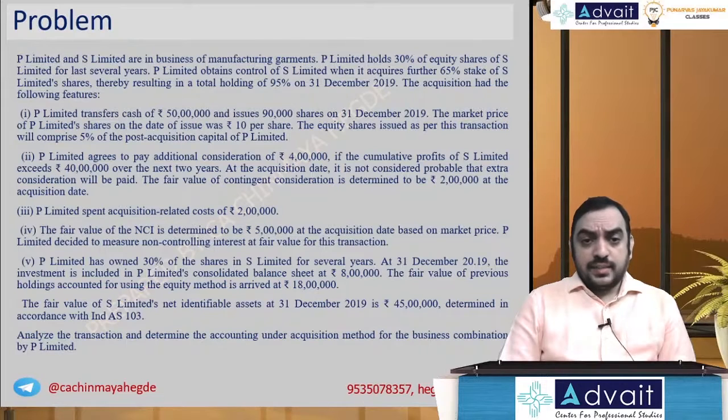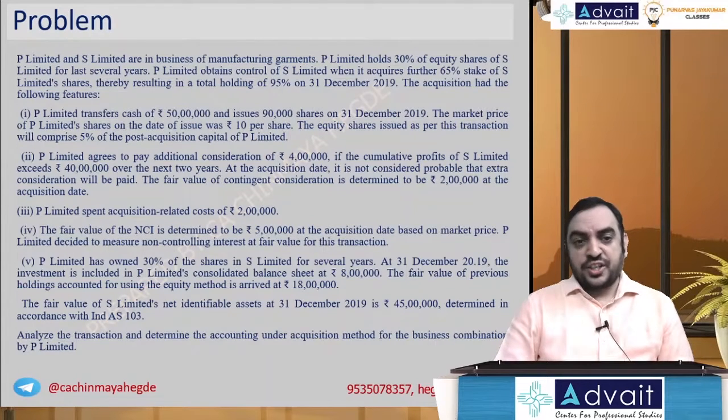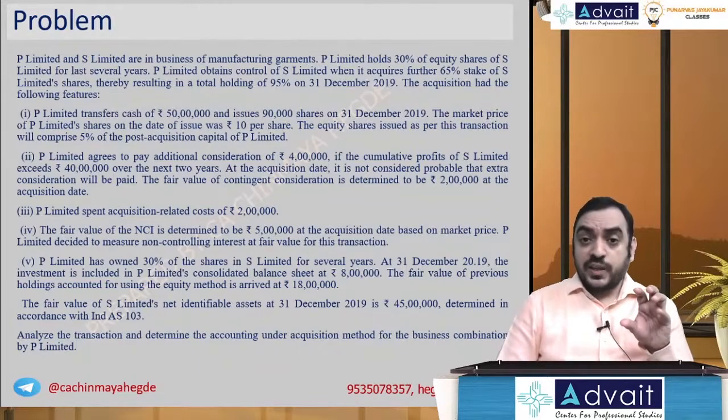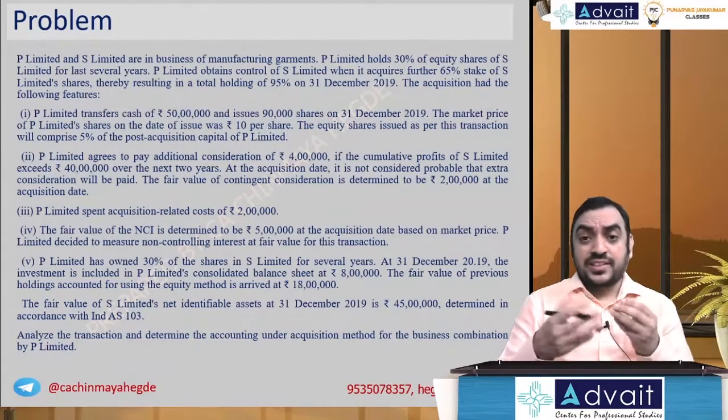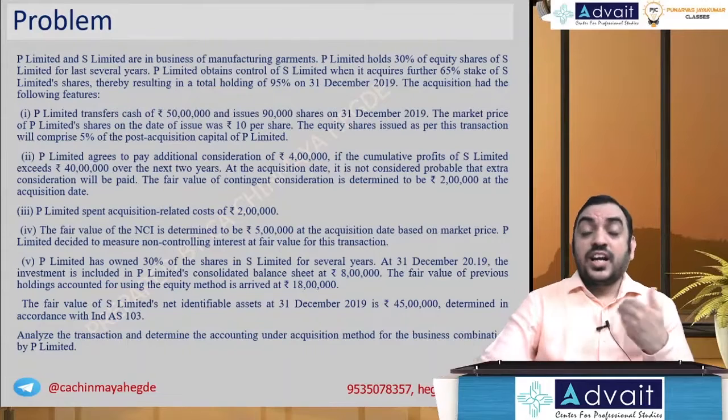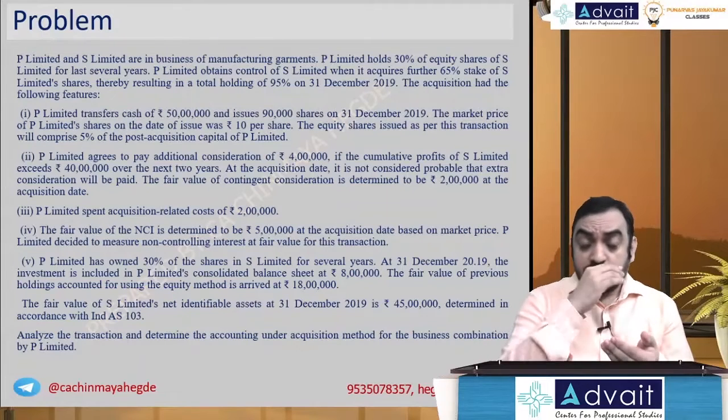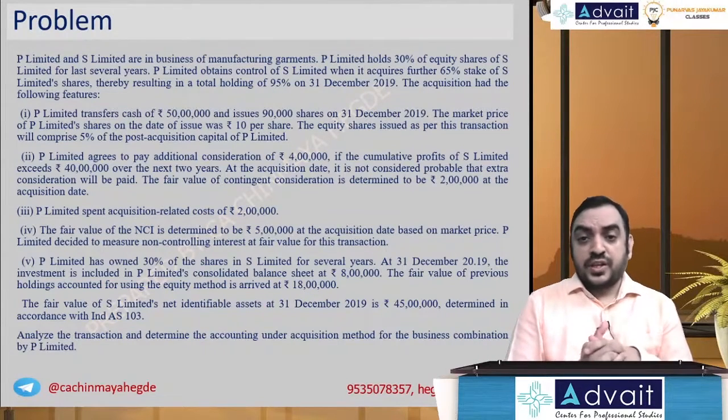P Limited and S Limited are in the business of manufacturing garments. P Limited holds 30% shares of S Limited for last several years. P Limited obtains the control of S Limited. It acquires a further 65% stake of S Limited. Earlier you were having 30, now you acquire 65%. So it's a case of multiple acquisition. 30 plus 65 resulting in a total holding of 95% on 31st December 2019. The acquisition had the following features.